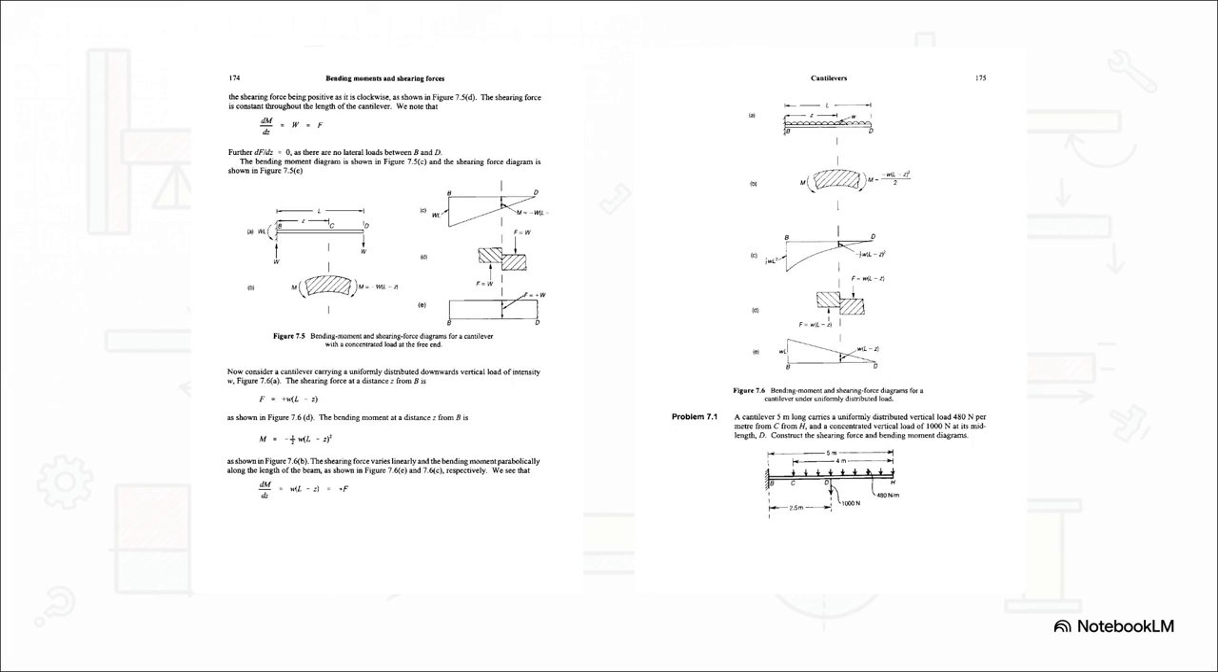But in practice, loads are usually distributed, right? Like wind on a building. When a cantilever carries a uniformly distributed load, the shearing force doesn't stay constant anymore. It varies linearly. And because the shear varies linearly, the bending moment changes parabolically. The physical nature of the load completely rewrites the shape of the internal stress.